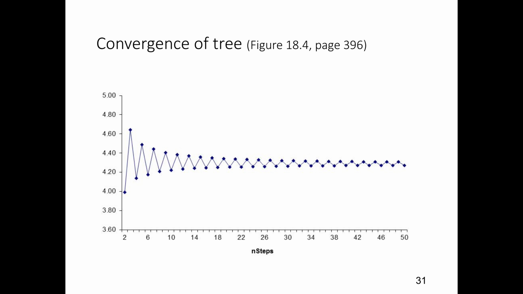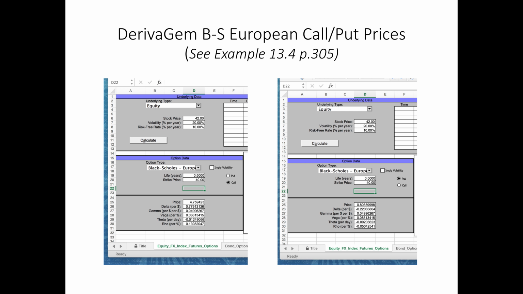So here it shows you the more steps you put in, the more accurate you get to the true value. Remember, the binomial tree itself is an approximation method. Now, this is very important. Now, I'm going to use the derivative to show you some examples.